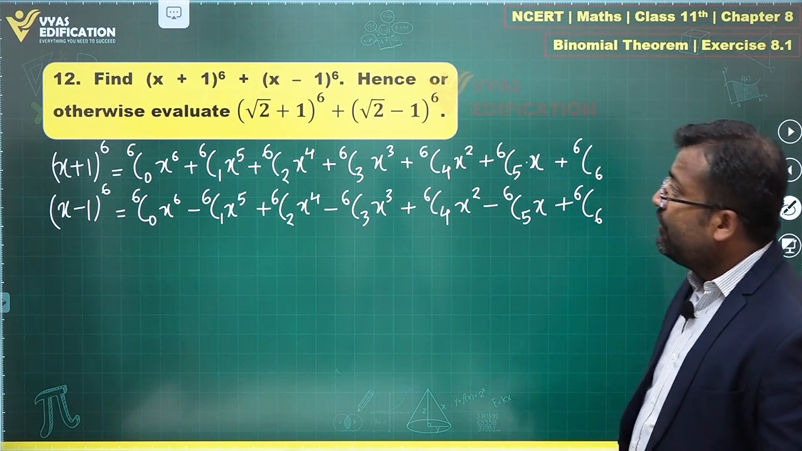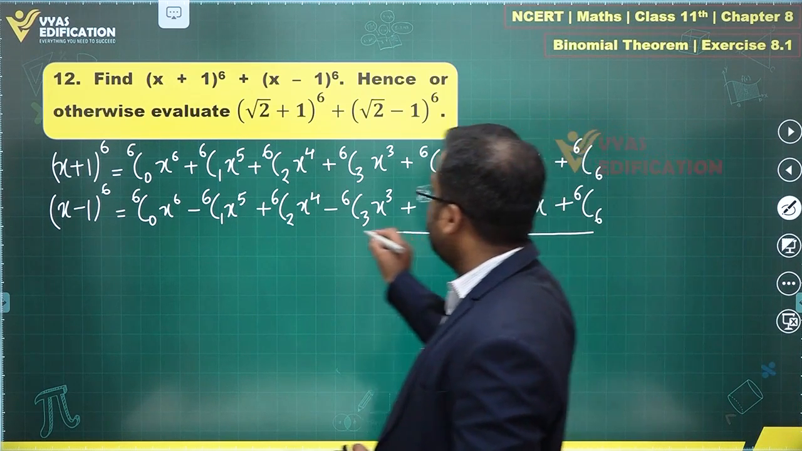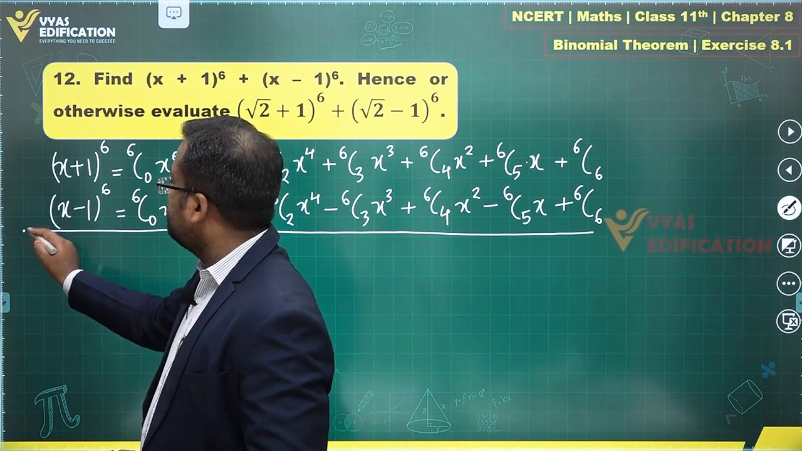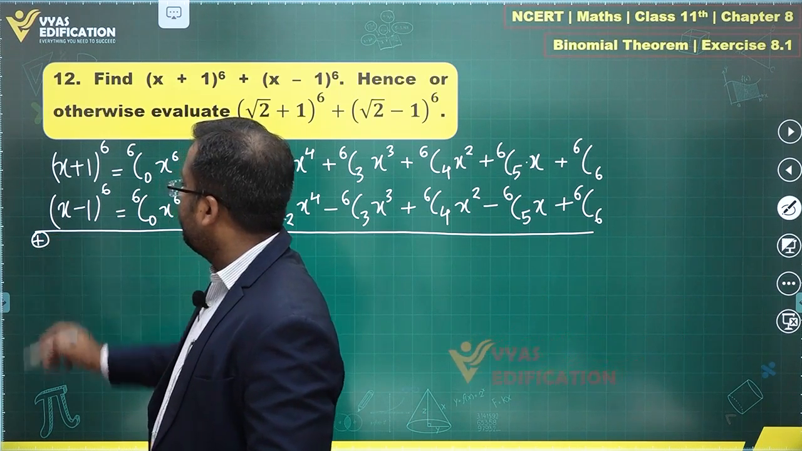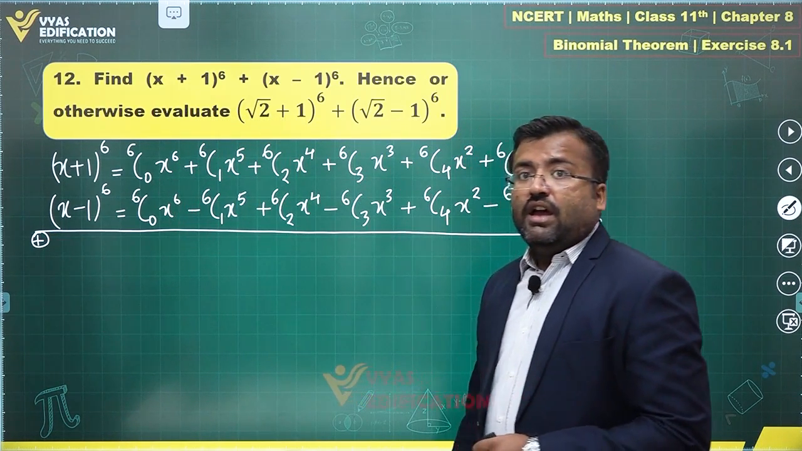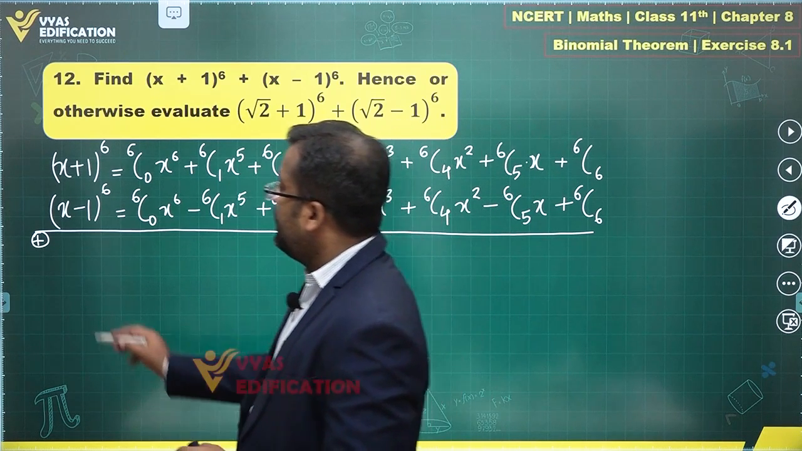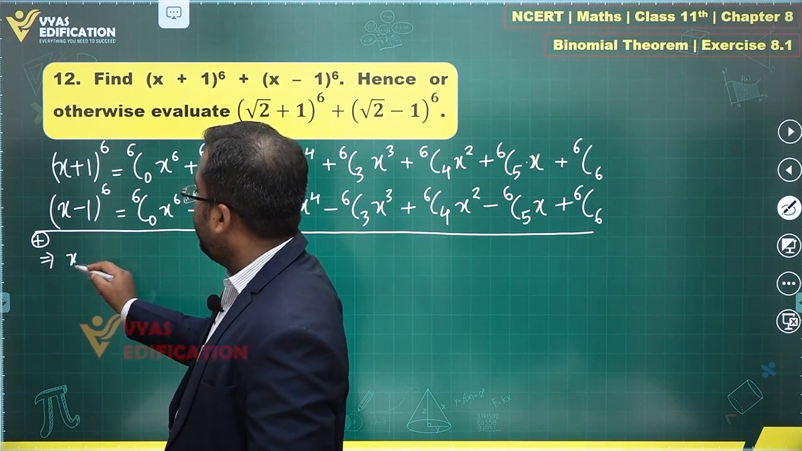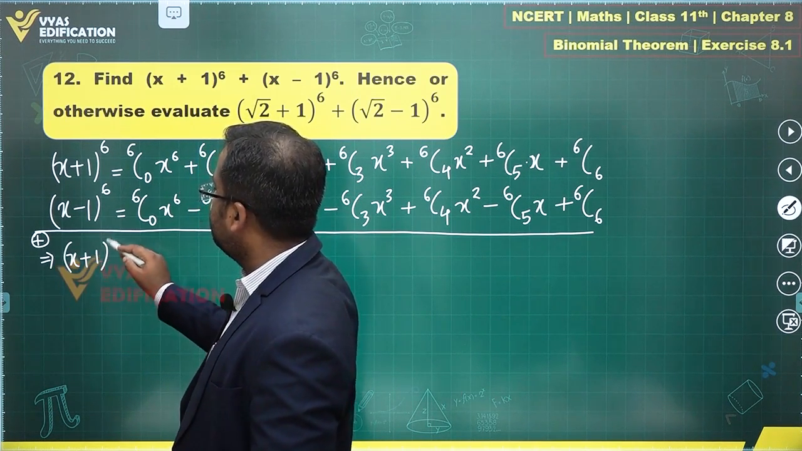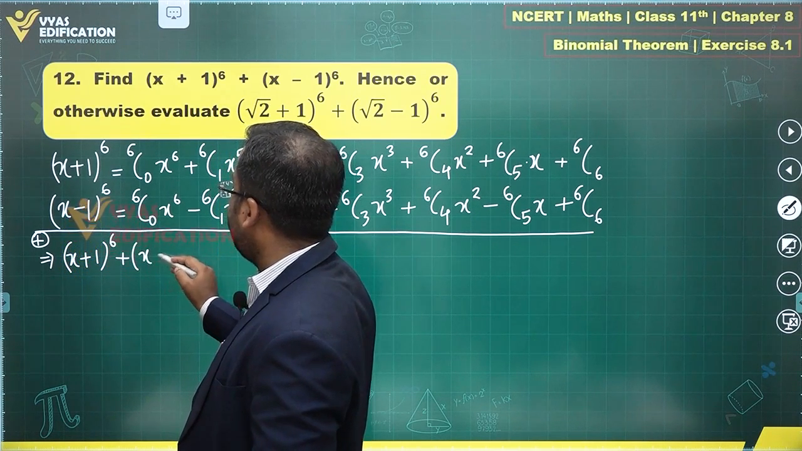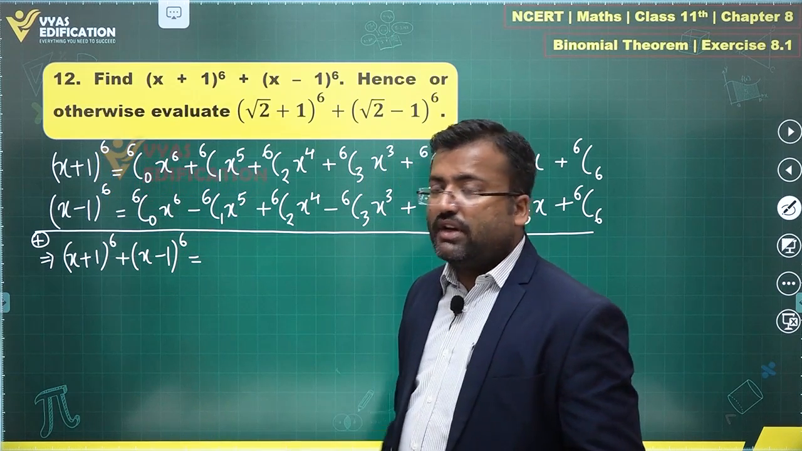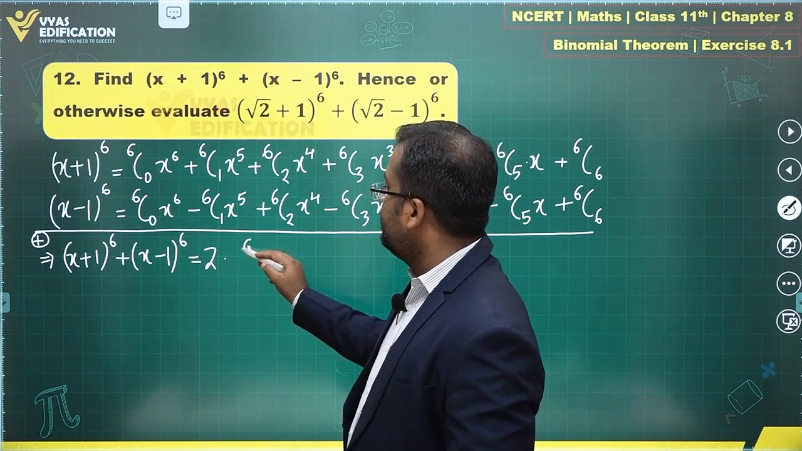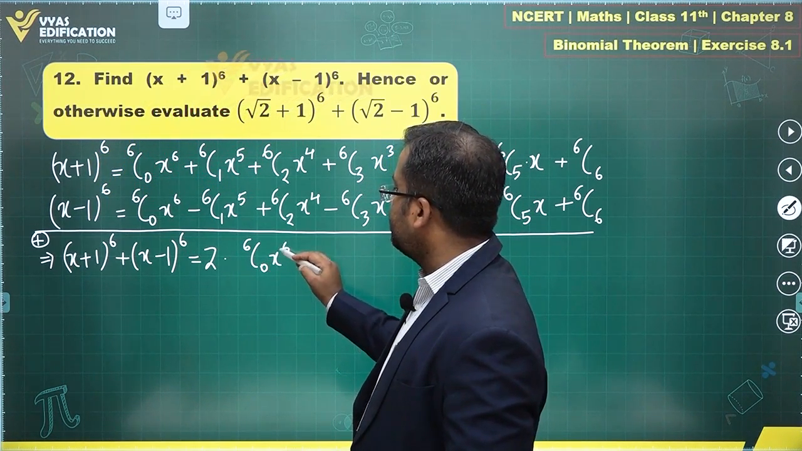And what next? We are supposed to add them together. Let's add them together. What I want to do is, I want to add them together. Adding them together will give me x plus 1 power 6 plus x minus 1 power 6 is equal to, you add these two terms, you get twice of 6c0 x power 6.